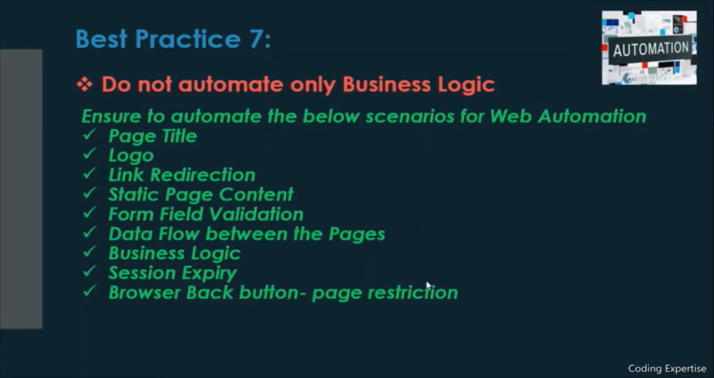Do not focus only on automating the business logic. There are different scenarios which need to be automated. We should keep them in mind. Ensure to cover these scenarios: page title verification, URL redirection, content verification, error message validation, and data flow between the pages, I mean between the product page, checkout page, payment page, etc. At times, we might need to restrict the page if a user clicks on the browser back button. So as part of web automation, our automation scope is more than just business logic.